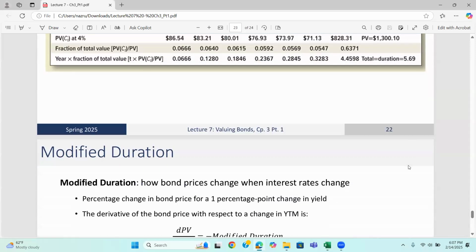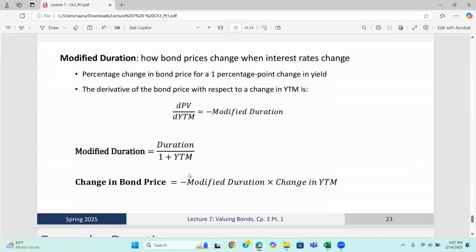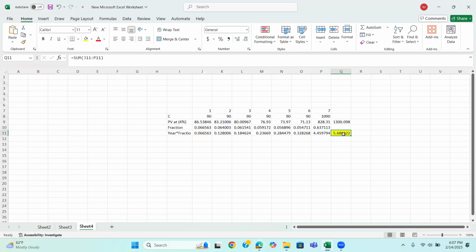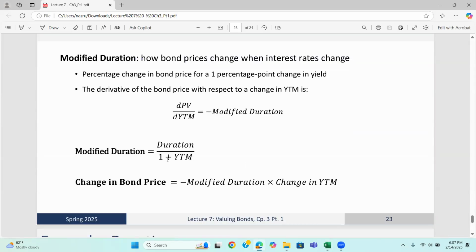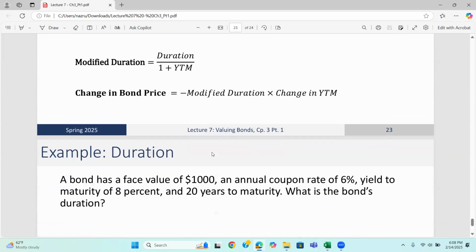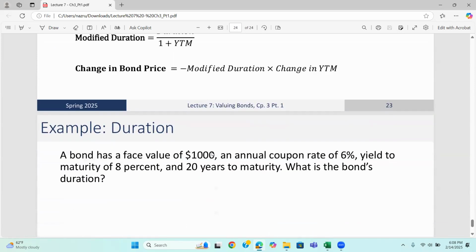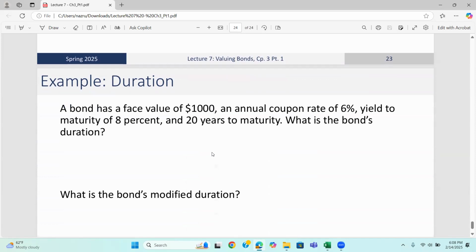All right. And the modified duration is when they say modified duration, you just divide the duration. When you get the duration, like you have the duration here, right? 5.68, and then you just divide it by 1 plus YTM. If the YTM is given, you can just divide the duration by it. Okay. All right. So this is an example. If you see this video, you just replace the value there, and you can have the same results, I guess.